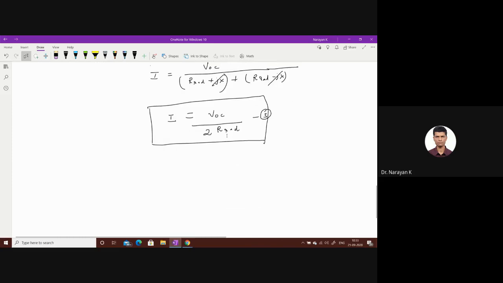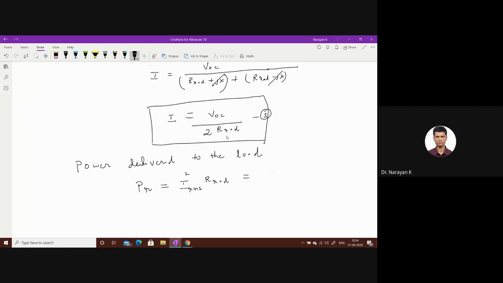Next. Please write down power delivered to the load. Power delivered to the load, that is PR. Power delivered to the load that is in the receiving antenna. So I'm writing as PR. You can also write P load. So I can write that as I square RMS, root mean square, into radiation resistance.